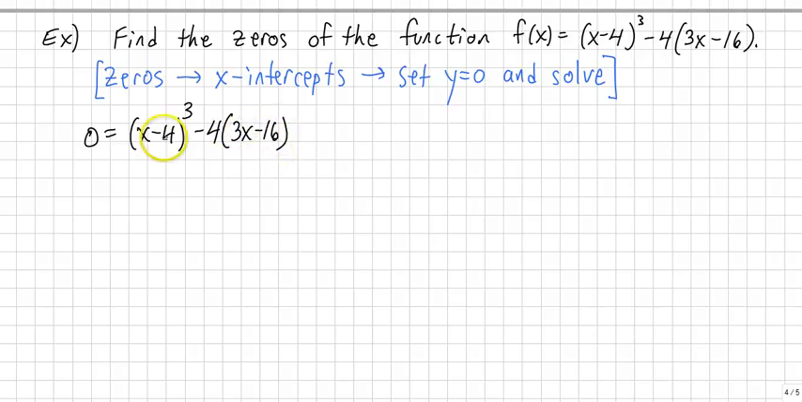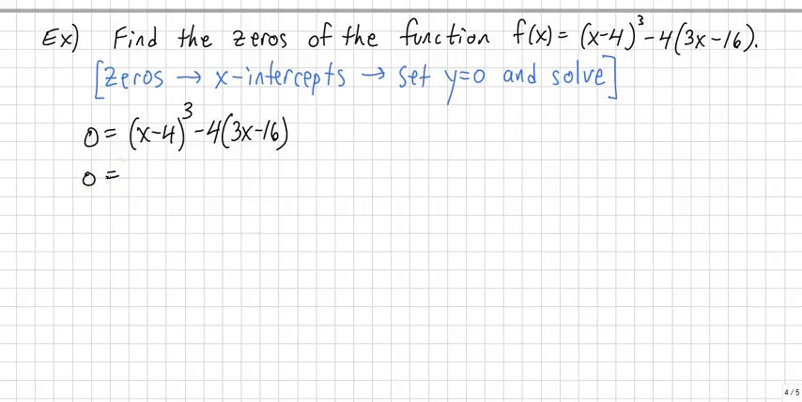Okay, so on the right-hand side, we have a polynomial. But notice it's not factored, because we have (x minus 4) to the third minus 4 times (3x minus 16). So we need to factor it. Right now it doesn't have a greatest common factor, and it's not a special product. The way it sits, I don't know how to factor it. So we're going to have to mess with how it looks so we can factor this thing.